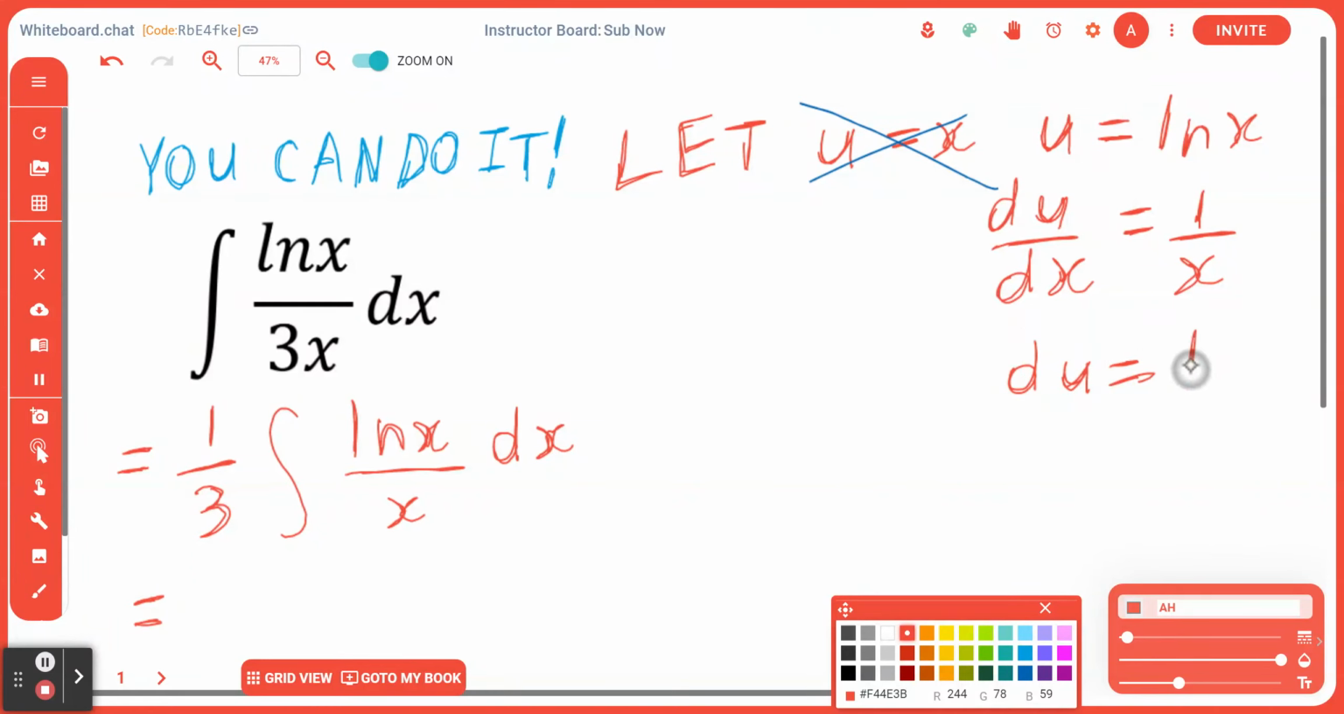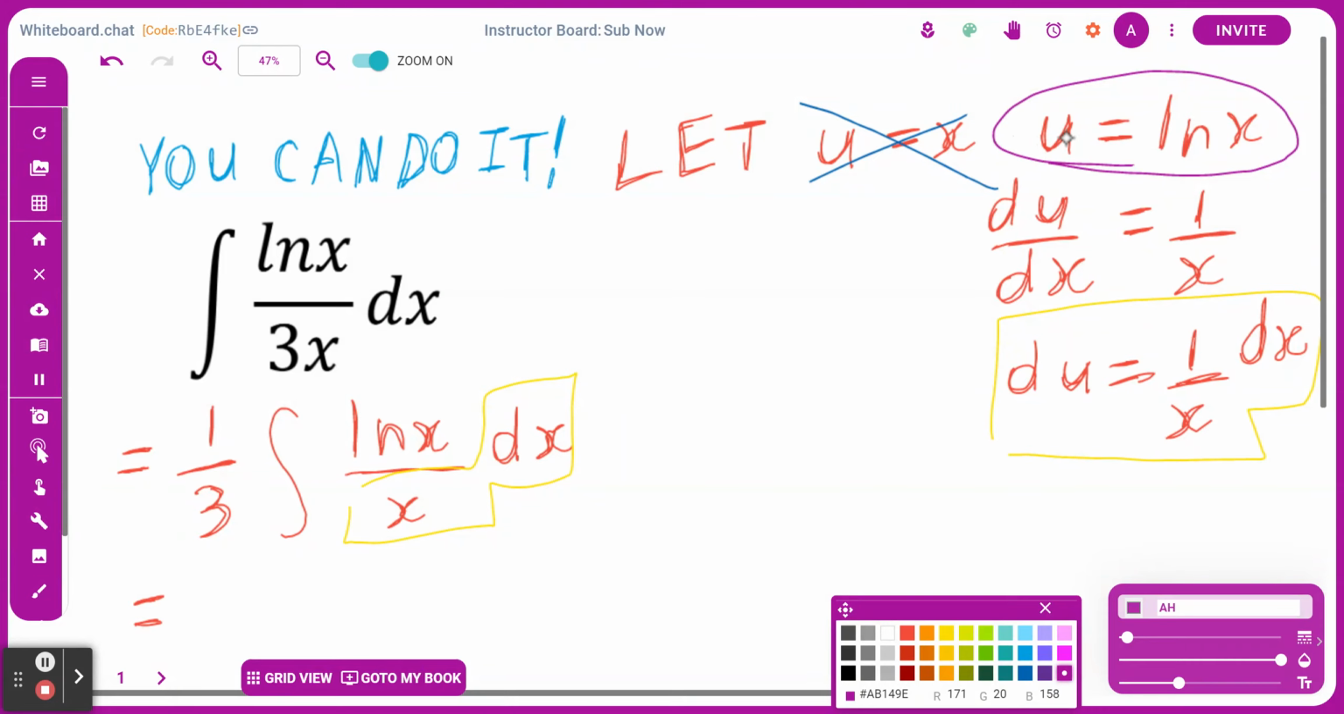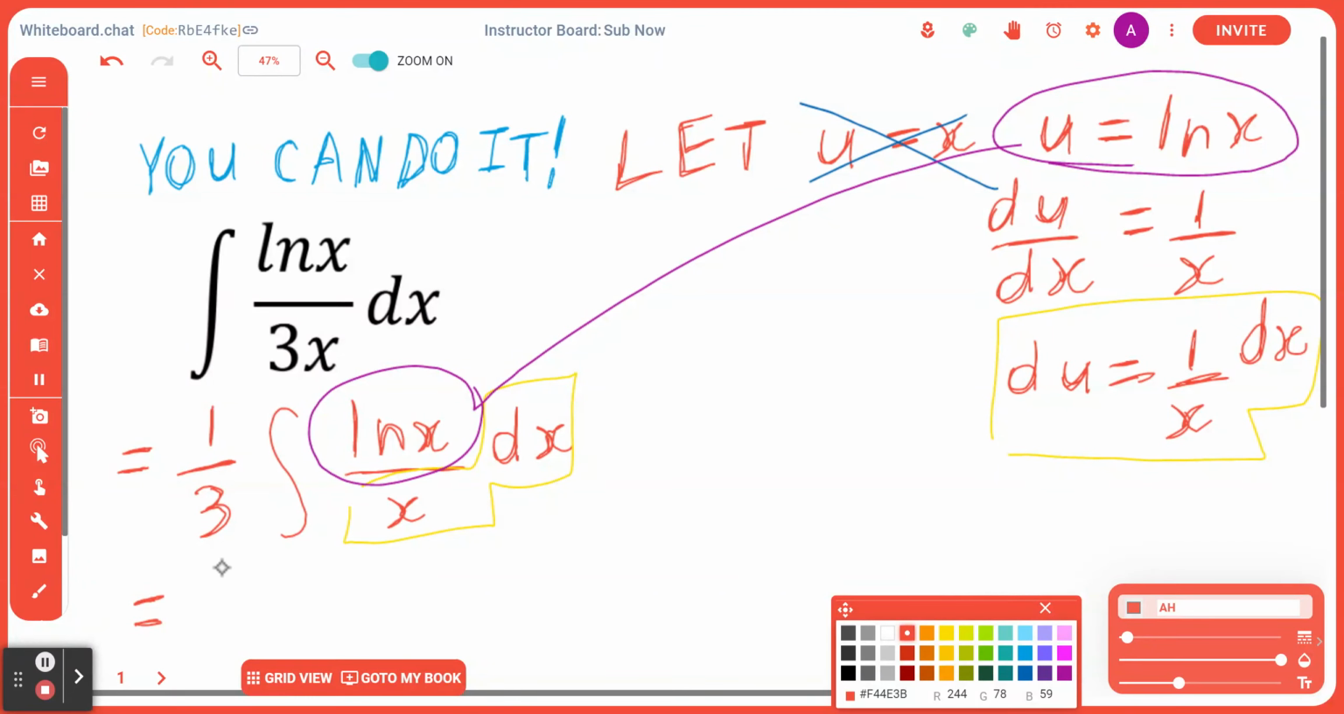This equals 1 divided by x times dx. And again, if I use a different color, I hope you can see the relevance, how this equals exactly this part right there. And of course, in a different color, I can also say that u, which is ln x, by the way, is related to right here, ln of x. So now if I go back to the original, you can think about this as 1 divided by 3 times the antiderivative of, instead of writing ln of x, it's going to be u. And instead of 1 divided by x dx, it's going to be du.